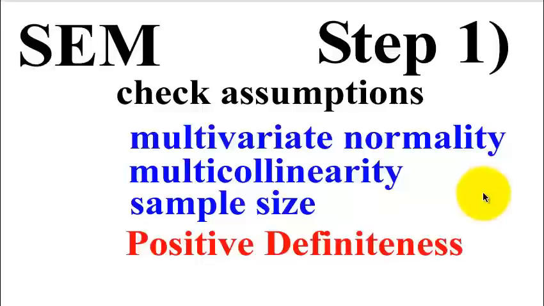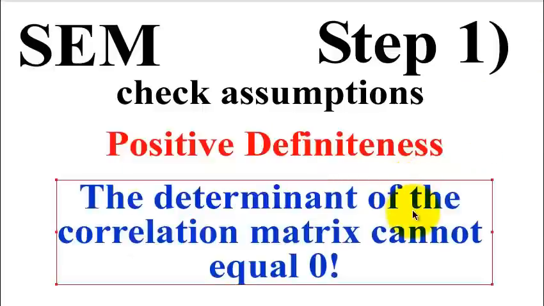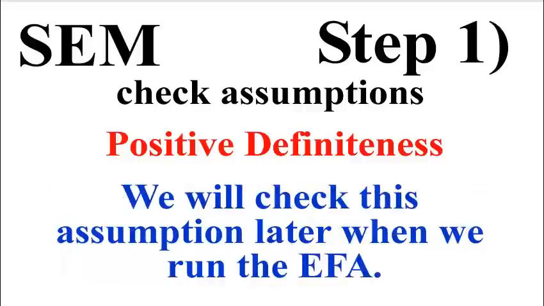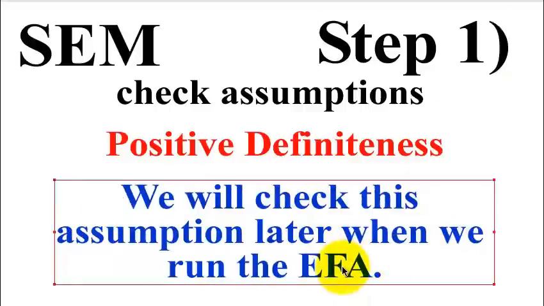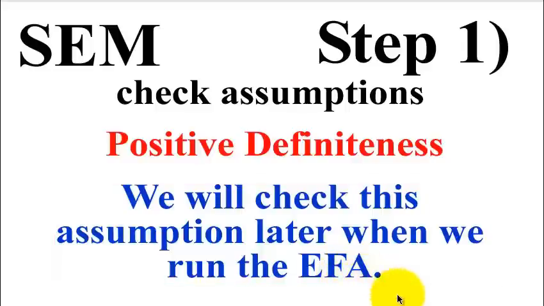All right, as you recall, positive definiteness has to do with the determinant of the correlation matrix. It cannot equal 0. Since this is such a crazy thing to try to do by hand, we're just going to wait until we run the EFA later in this test. It will give us the determinant of the correlation matrix. So let's get started with multivariate normality. Let's pull up the data sheet.